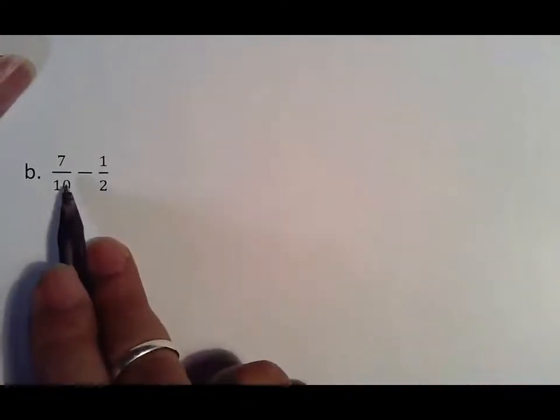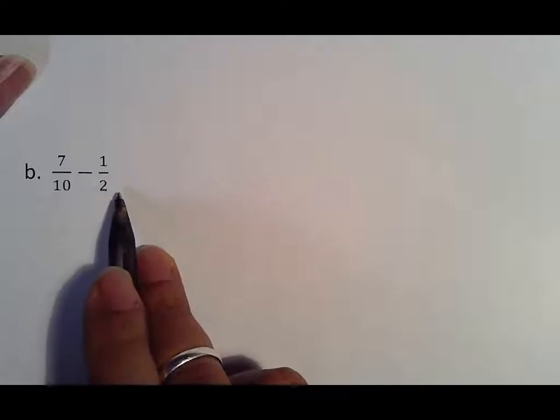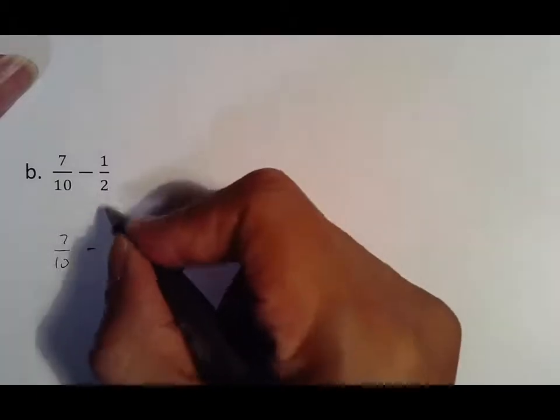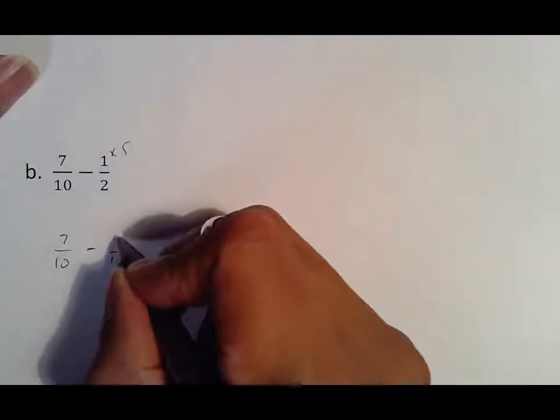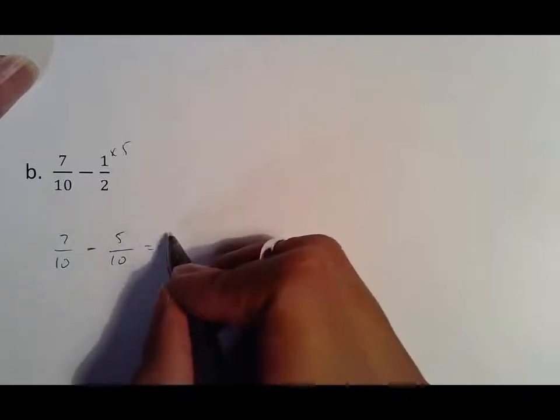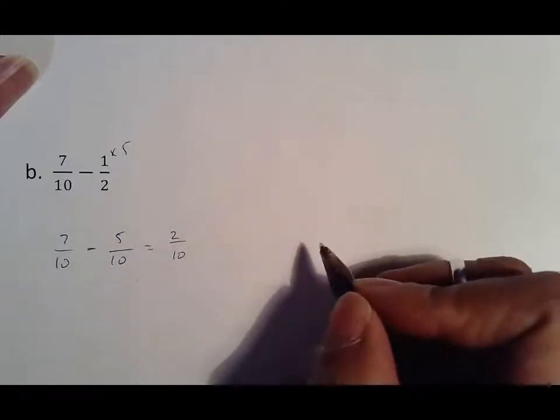2 and 10. Here's the tricky thing about 2 and 10. 2 can actually turn into a 10, which means that our least common denominator is 10. 10 is the same, which means 7 should stay the same. 2 multiplies by 5, so we multiply the 1 by 5. We end up with 7 minus 5, which is 2 over 10.